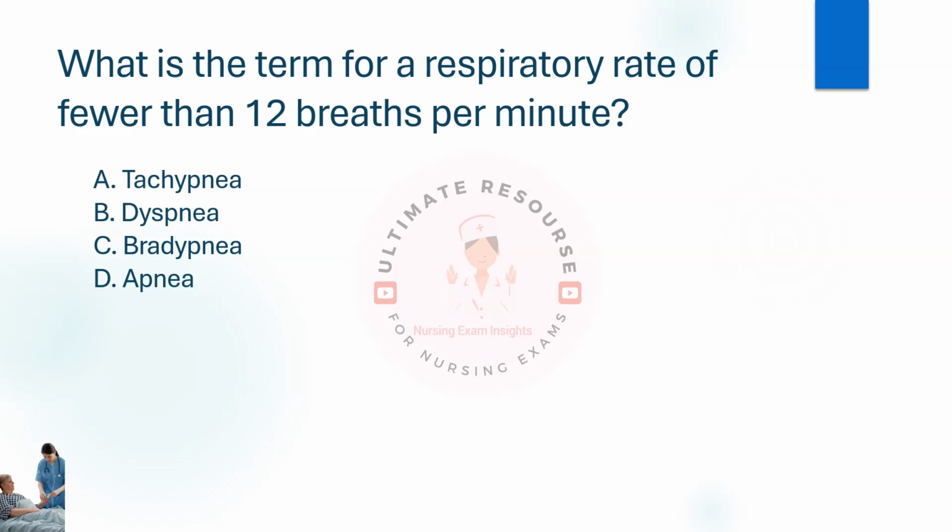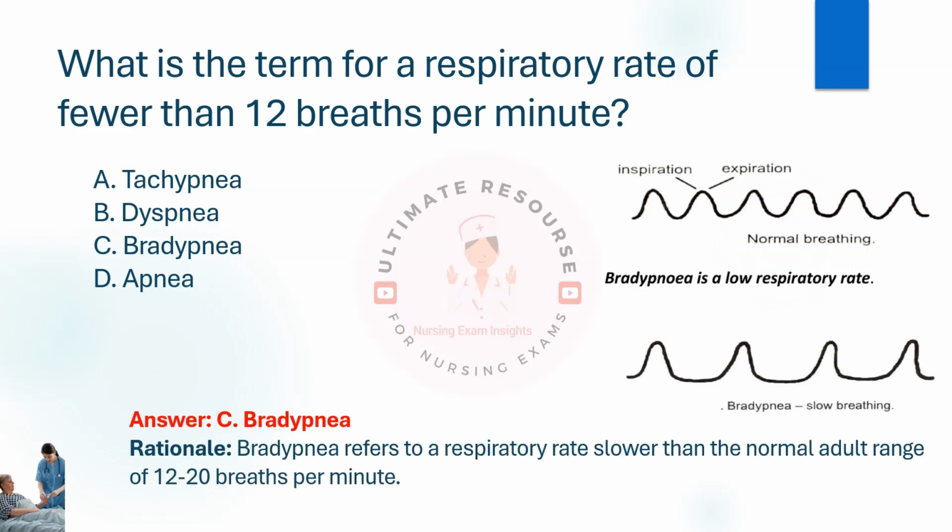What is the term for a respiratory rate of fewer than 12 breaths per minute? Options are A. tachypnea, B. dyspnea, C. bradypnea, D. apnea. Answer is C, bradypnea. Bradypnea refers to a respiratory rate slower than the normal adult range of 12 to 20 breaths per minute.